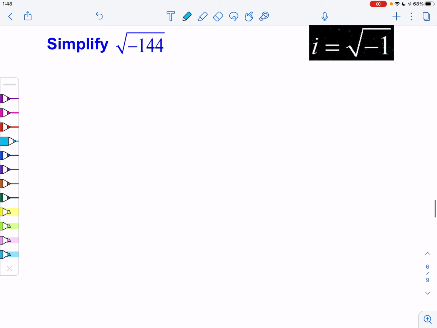Next example, simplify the square root of negative 144. Rewrite this as the square root of 144 times the square root of negative 1. The square root of 144 is 12, a whole number. We're going to represent the square root of negative 1 with i. So the answer to this is 12i.